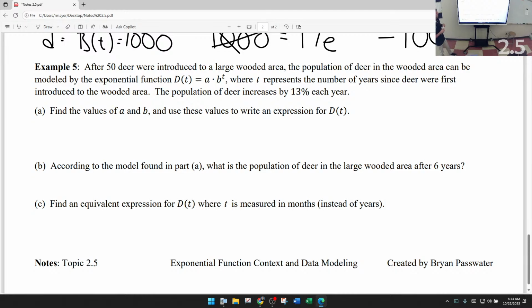Find an equivalent expression. What's the equation? Where T is measured in months instead of years. So instead of what T you have, you're going to have 12T. Let me rephrase that. You should have T divided by 12. Because if it's 1, then you don't want, it's not 12. It's not 12 months. It is 12 months. 1 year is 12 months. Y'all with me? I'm sorry.